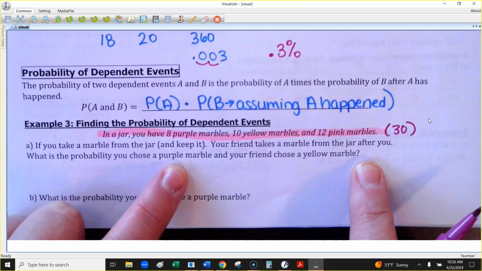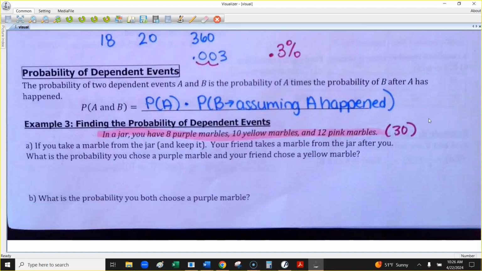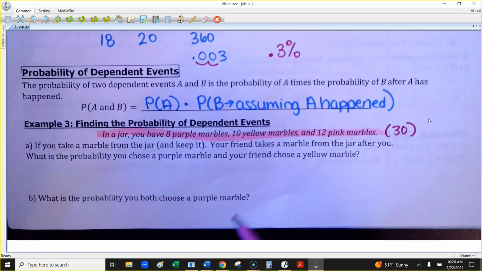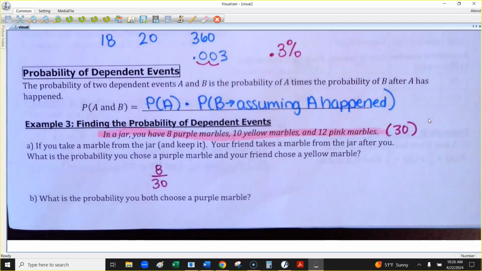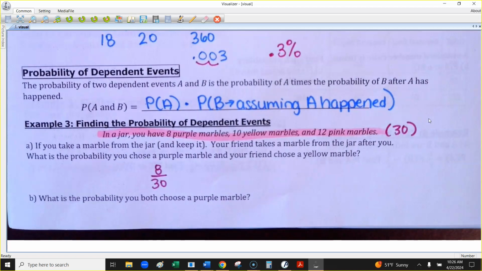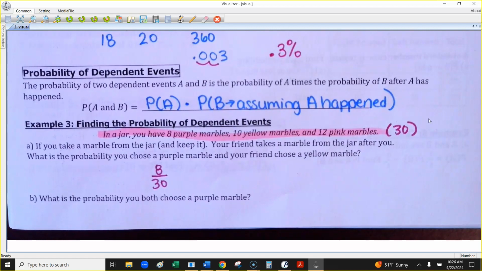Okay, so if I just walk up to this jar and I pick out a marble, what's the probability I pick purple? 8 out of 30, right? Okay, now, here's what you're assuming. You are assuming that you picked the purple marble out. So what is the probability then your friend would pick a yellow marble?